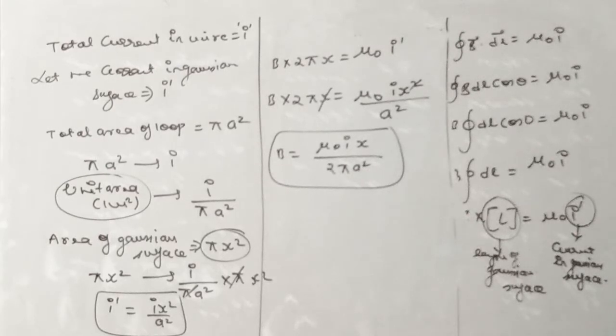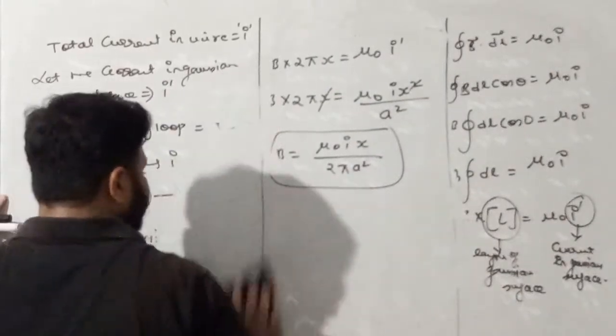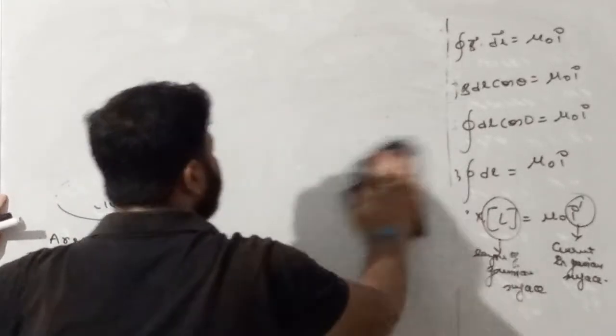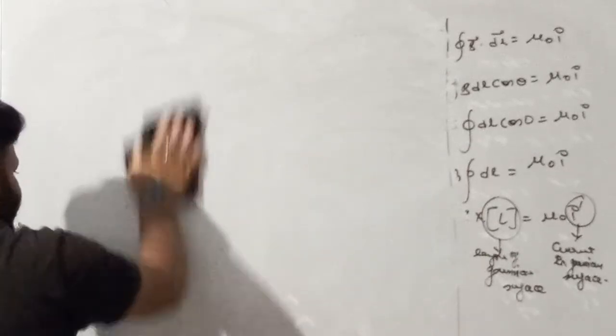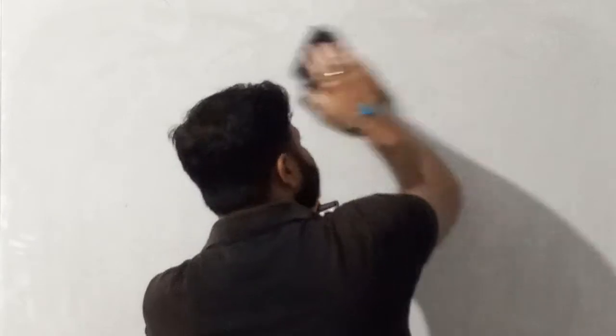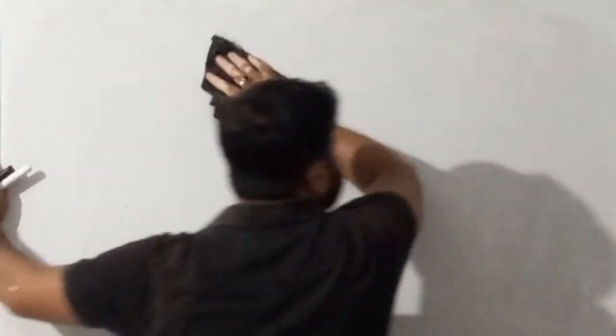Magnetic field due to current carrying hollow cylindrical infinite long wire. Hollow cylindrical infinite long wire.